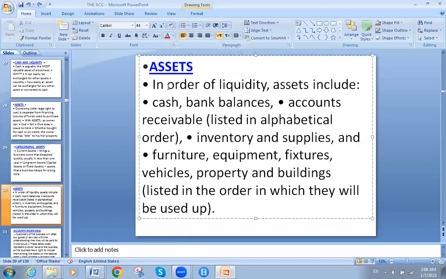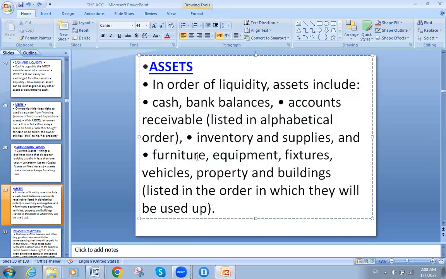So assets in order of liquidity include cash, bank balances, account receivables, listed in alphabetical order, inventory and supplies, and furniture, equipment, fixtures, vehicles, property, and buildings, listed in the order in which they will be used up. Also, these are assets: furniture, equipment.